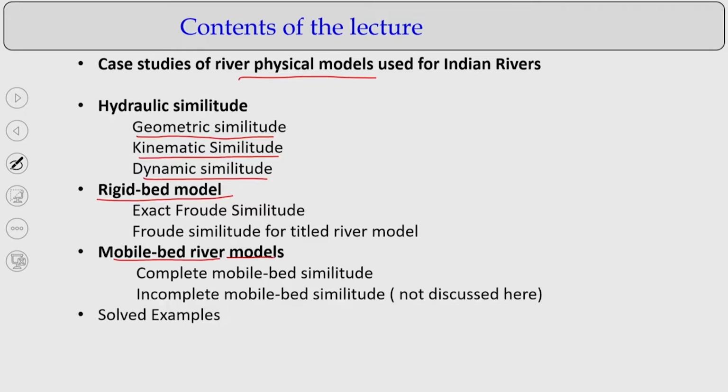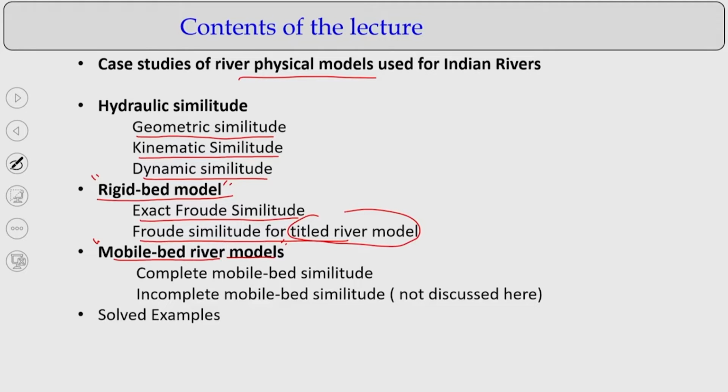In one case, sediment transport is dominant, and that is the mobile bed physical river model. We can have rigid bed models where the sediment process is not that dominant; in that case we can use rigid bed models. We can divide these into 2 parts: one is exact route similitude, another is tilted river models.